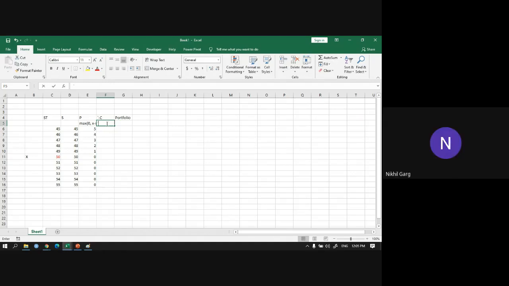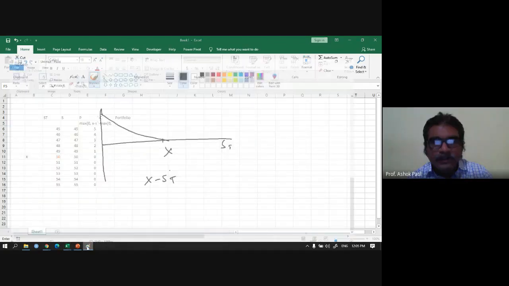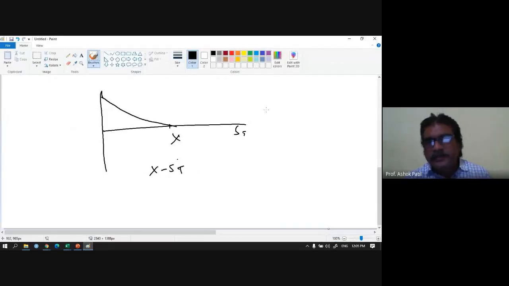Yes. Minus max of 0, st minus x, or maybe x minus st. Why maybe? You should look at the diagram, because we need negative values. Yes, you remember that way also is fine. Great. So you can see that this is there.